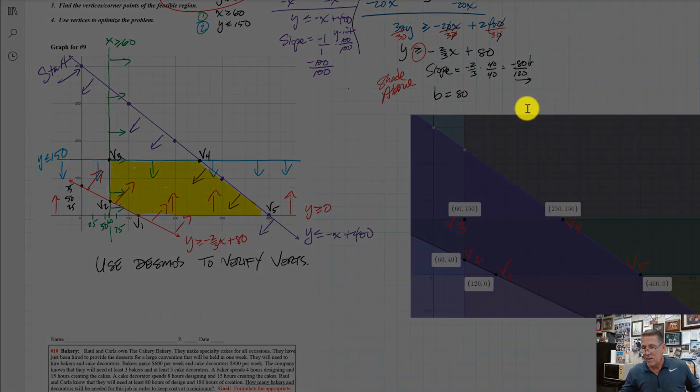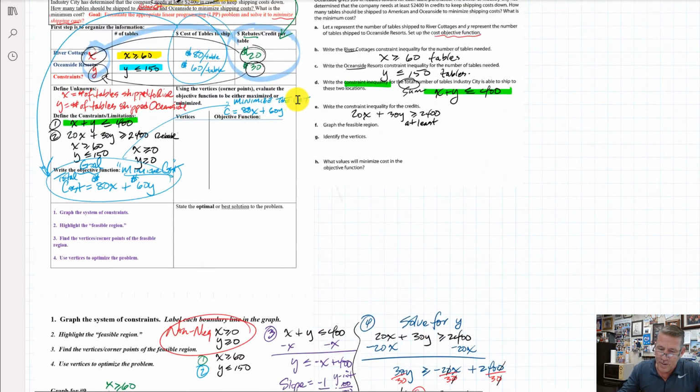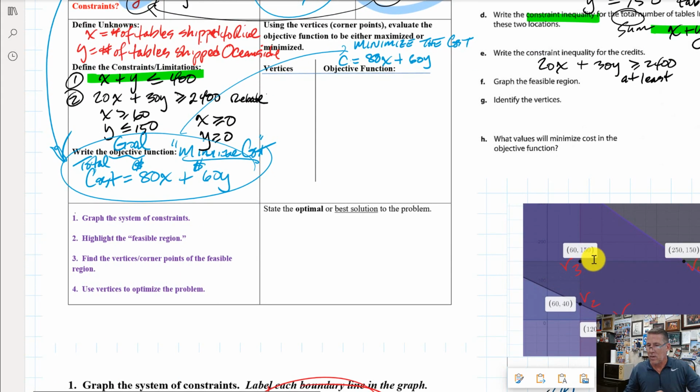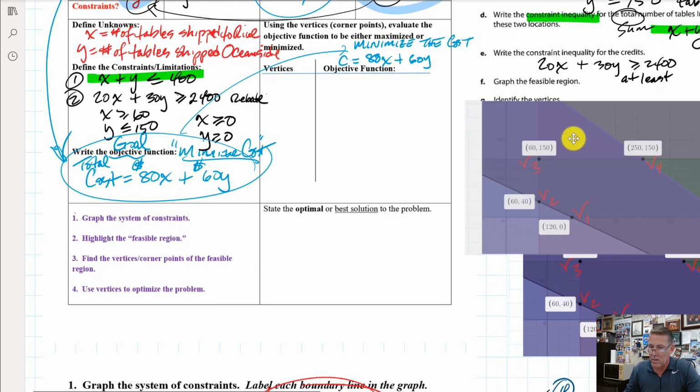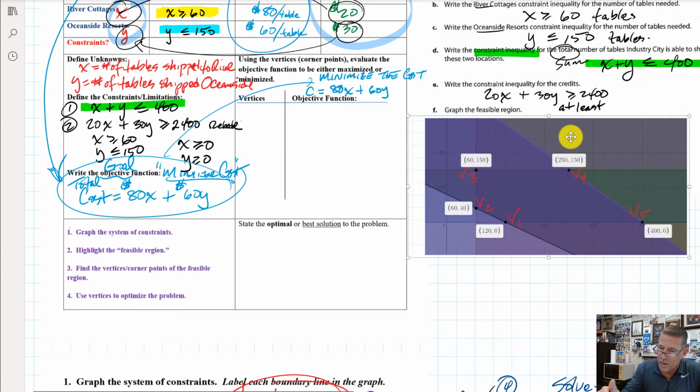Okay, so here we go. So I'm going to take these right here. We're going to bring these into the first page, and we are going to optimize this problem. So here we go. So I'm going to just bring this in, and we're going to write these down. Okay, so here we go. Let's write them down. So V1, okay, that's 120, 0. V2 is 60, 40.